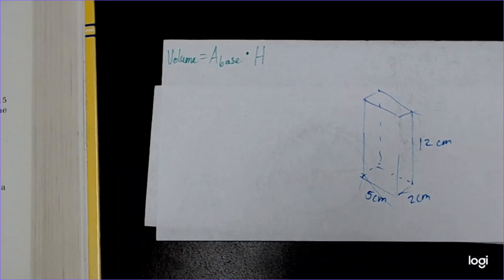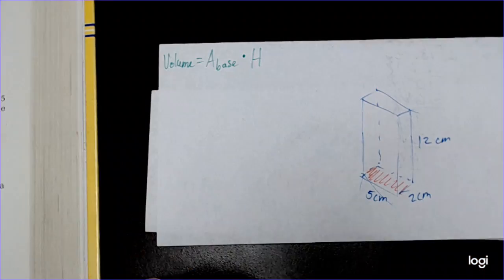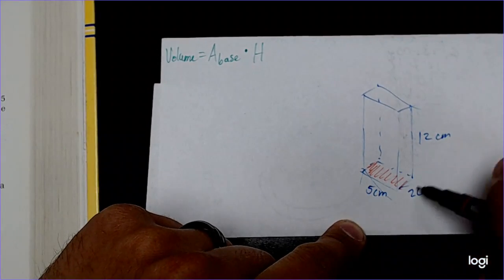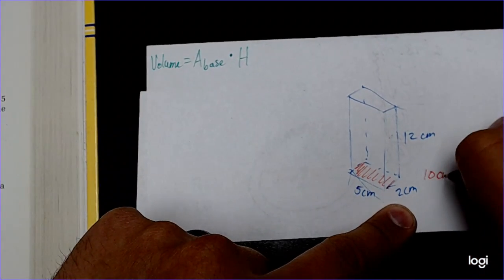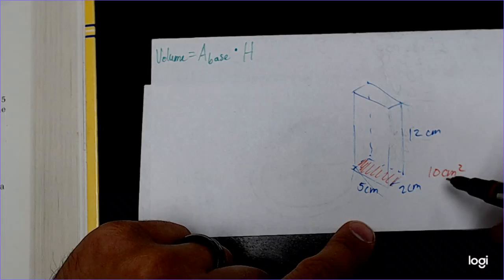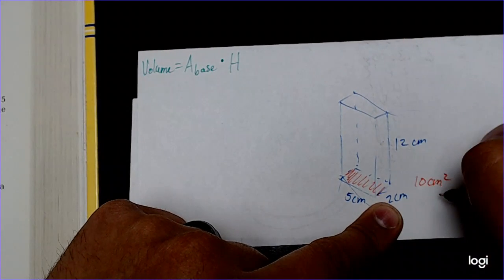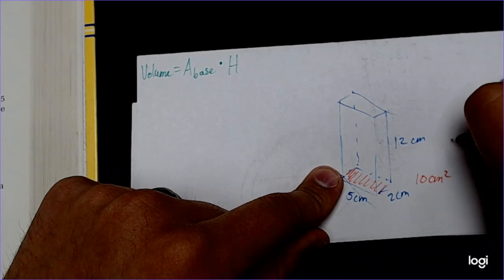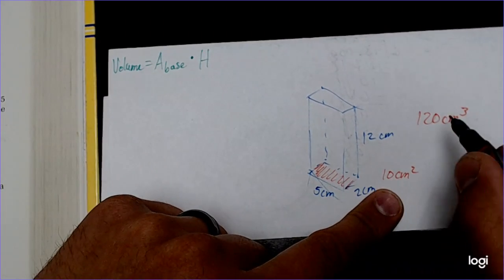Now, to find the volume of this object, I'm going to pick a base. I'm going to say that is my base right there. So I need to find the area of that rectangle. It's got a length of 5 and a width of 2. So the area of that base is 10 centimeters squared. Now I take the area of that base, which is that part right there, and I'm going to multiply it by the height, which is 12 centimeters. So then I just have to take 12 centimeters times 10 centimeters squared. That gives me 120 centimeters cubed, all right, or cubic centimeters.